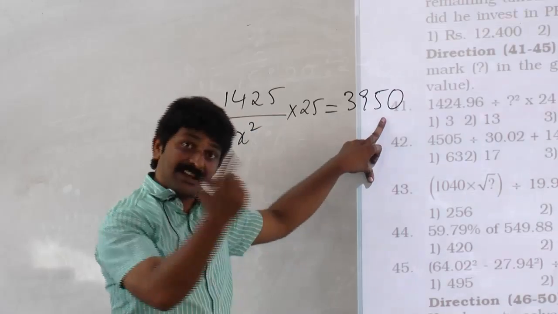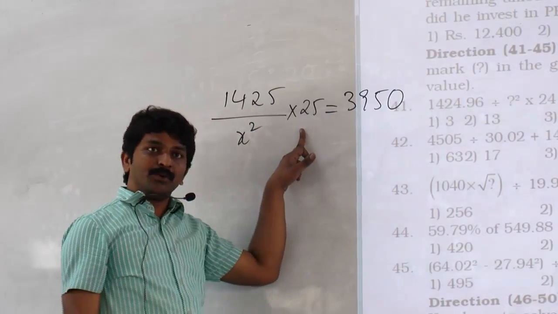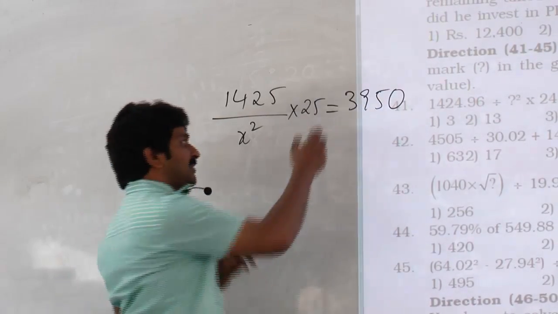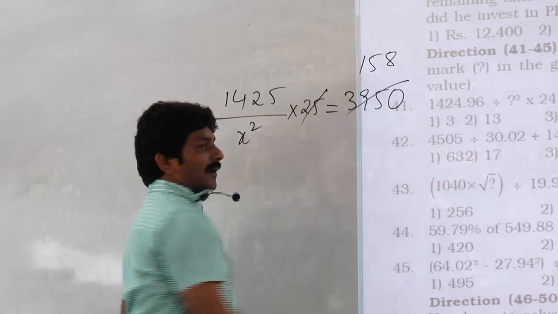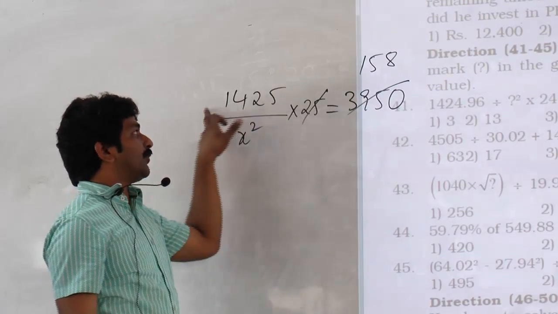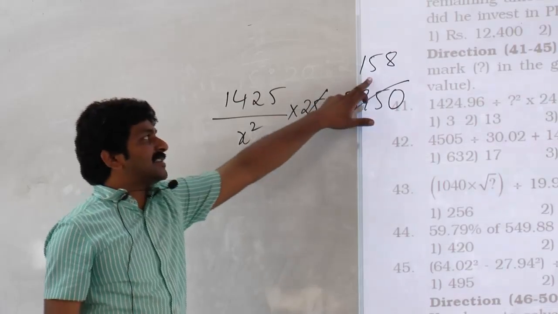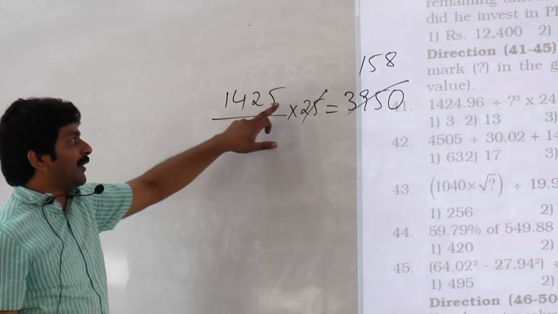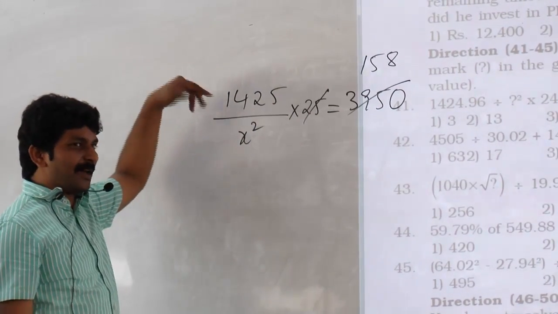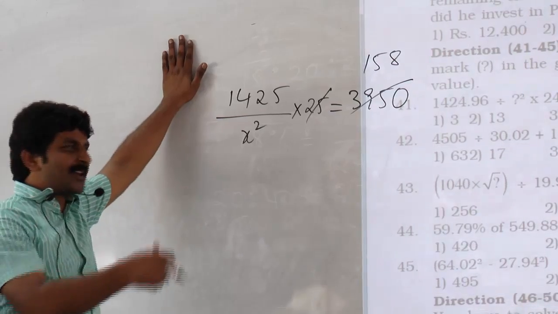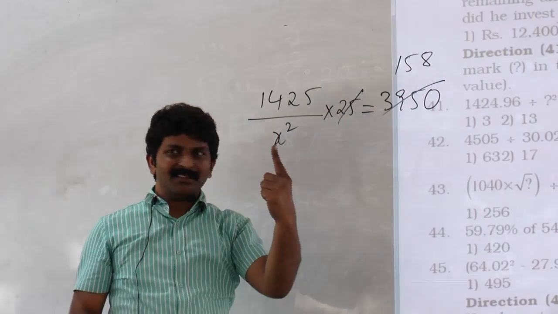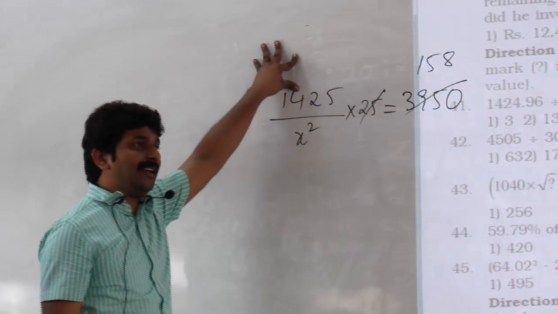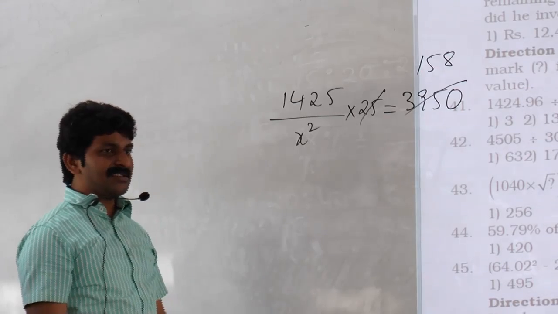If you have 4000 here, you can cancel 4000 with 25 and you can write 160. But this is 50 less than 4000. In 50 you can find 2 25s. So this will be 2 less than 160. How much is this? 158. X square is equal to 1425 by 158. What is 10 times of this number? 1580. And 1425 and 1580. How much is the approximate difference? 1 time, right? Yes or no? In the sense, you can cancel 1425 with 158 and you can write 9. X square is 9. X is? That's it.